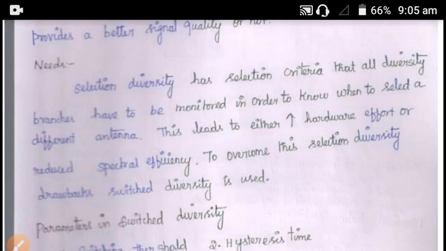So to overcome this selection diversity drawback, we are using switch diversity. What about the need for switch diversity? In selection diversity, all the diversity branches have to be monitored in order to know when to select a different antenna. This leads to increased hardware effort and reduced spectral efficiency. Just to overcome these selection diversity drawbacks, switch diversity is used.